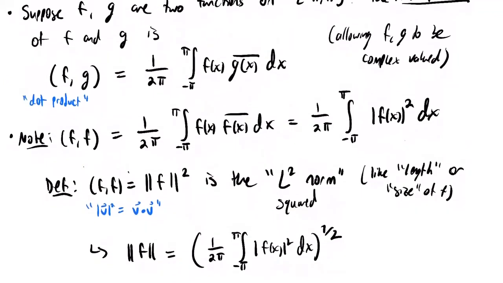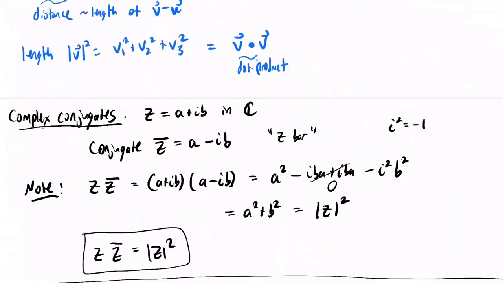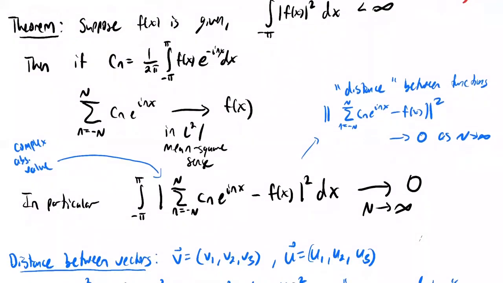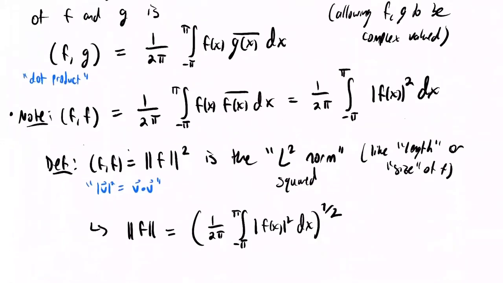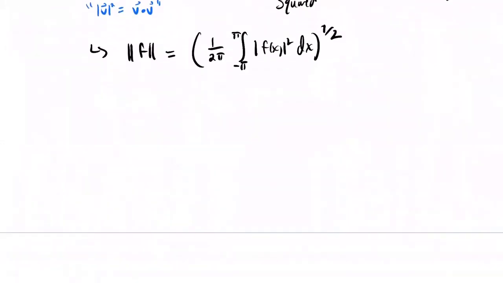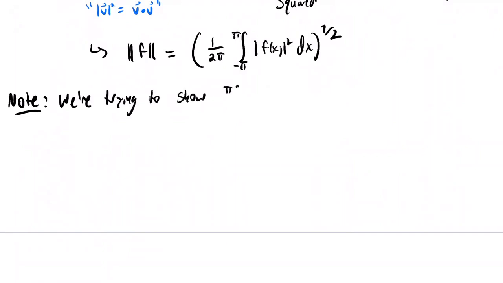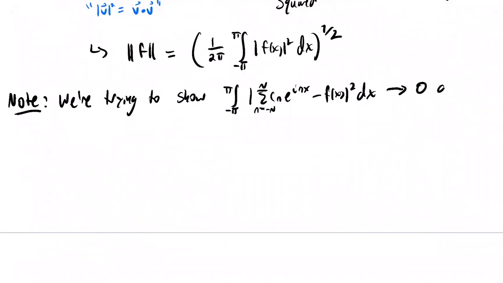Okay, and so I want to go through two quick examples to help us understand these dot products a little bit better. The first is to return to the theorem we're trying to prove, the L2 Convergence Theorem, and interpret it in terms of the inner product, or the L2 norm that we just introduced. We're trying to show that if I look at the integral from minus pi to pi of the difference between our Fourier series at point n and our function f, this converges to 0 as n goes to infinity.